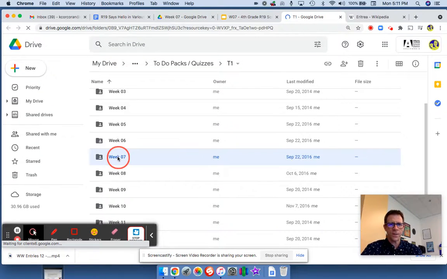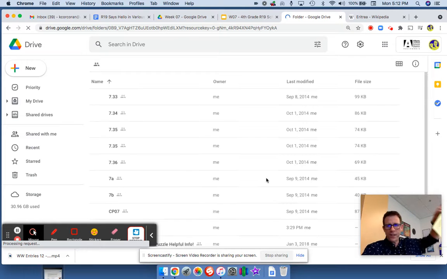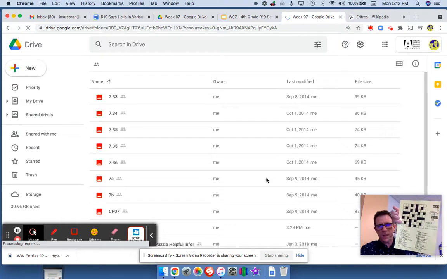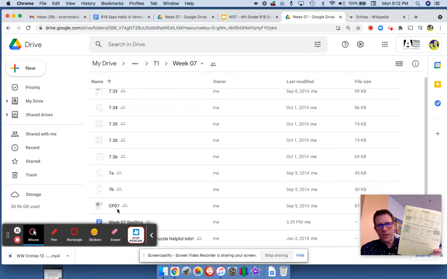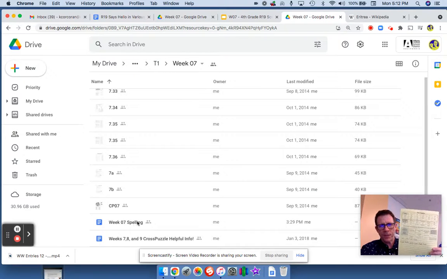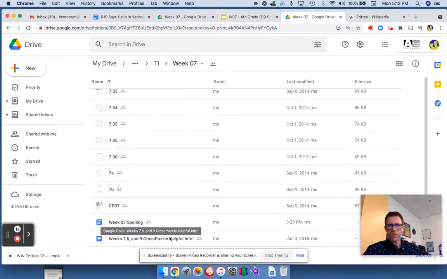So this is week 7. And in week 7, there is this side, which is called CP for cross puzzle. And then the other side, this is called week 7 spelling. That's what that is right there. And then this helpful info is this thing. All right, so that's an overview of the cross puzzle for this week.